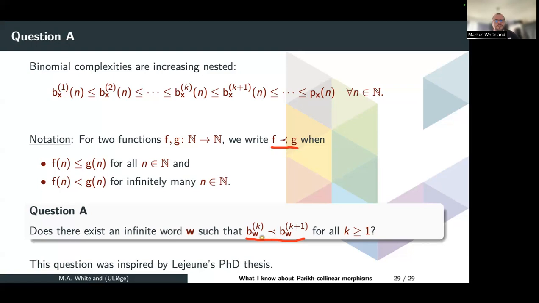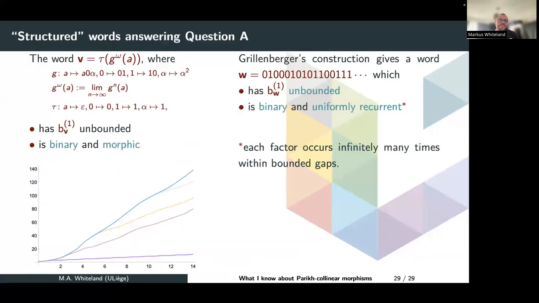But well, Lejeune really wanted a word for which the abelian complexity is already unbounded. So the two-amorph word is not applicable to her question. And the Champernowne word is, well, you just have all words, so you have no structure. So what we proposed is, let's have more structured answers to this question. So here we have a word for which this will hold.